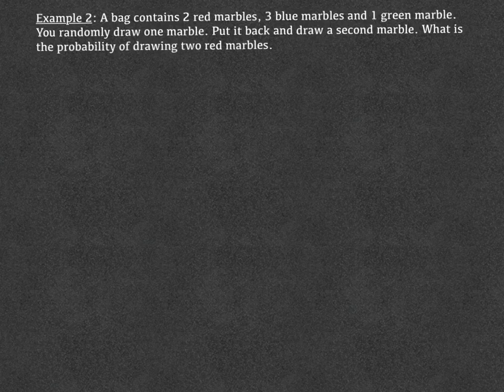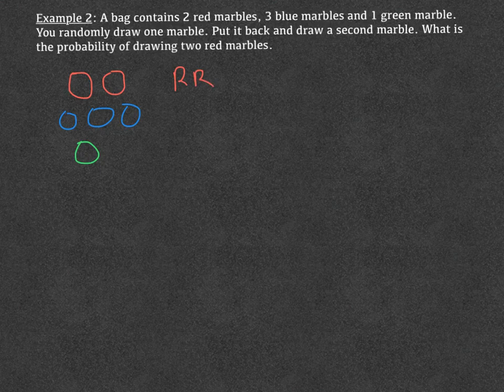A bag contains 2 red marbles, 3 blue marbles, and 1 green marble. You randomly draw 1 marble, put it back, and draw a second marble. What is the probability of drawing 2 red marbles? If it's helpful for you, making a sketch may help you see and understand the problem better. But don't spend too much time on the drawing. You can even use the letter R for red, B for blue, and G for green. So here you can see that altogether there are 6 marbles.